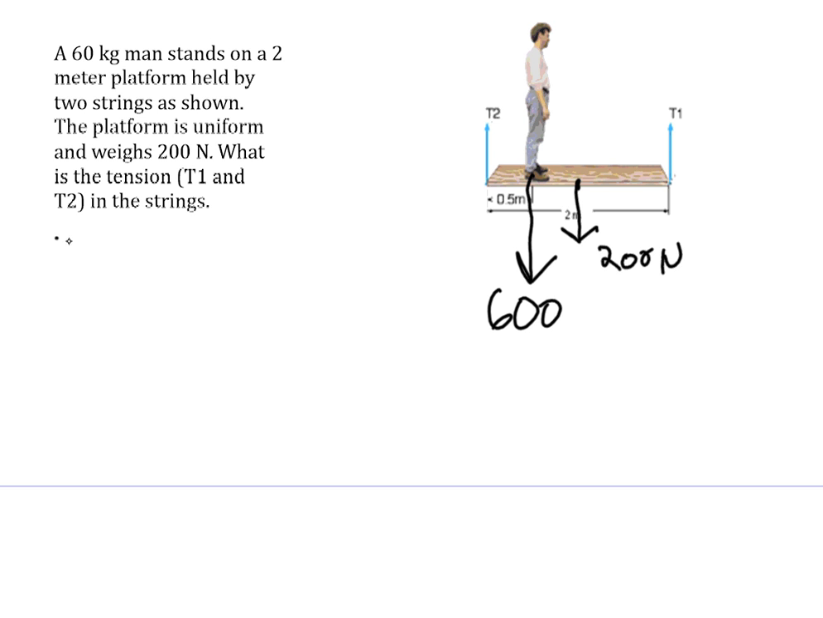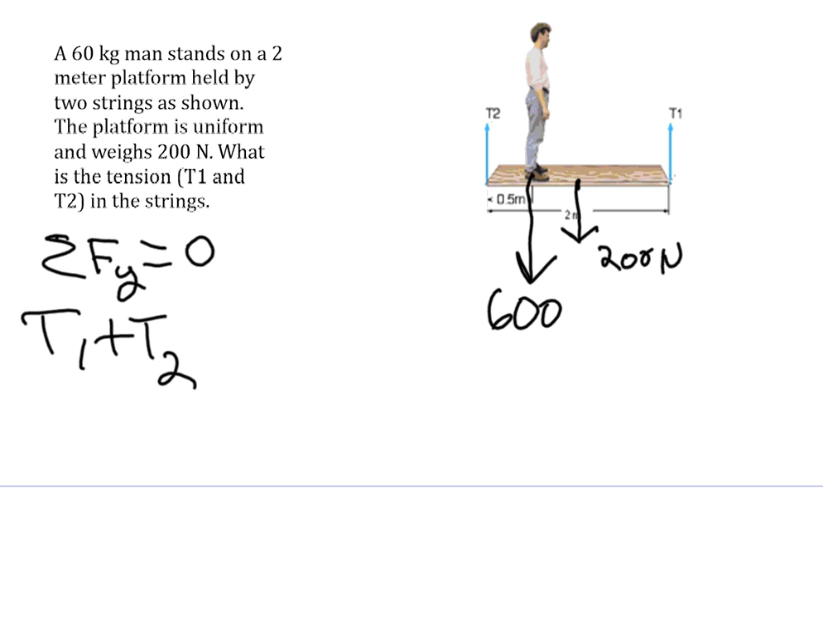So let's use the first condition of equilibrium. All the forces have to add up to zero. And there's only forces in the y direction, so they have to add up to zero. That means that T1 plus T2 have to equal all the forces down, which is 200 plus 600, which is 800 newtons. So we know that T1 plus T2 add up to 800, but we don't know what T1 and T2 are. We can surmise that because the man is standing closer to T2, T2 will in fact be bigger than T1. But let's see if that's true.